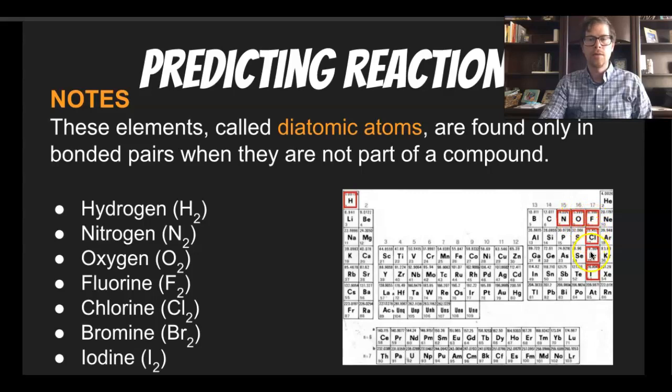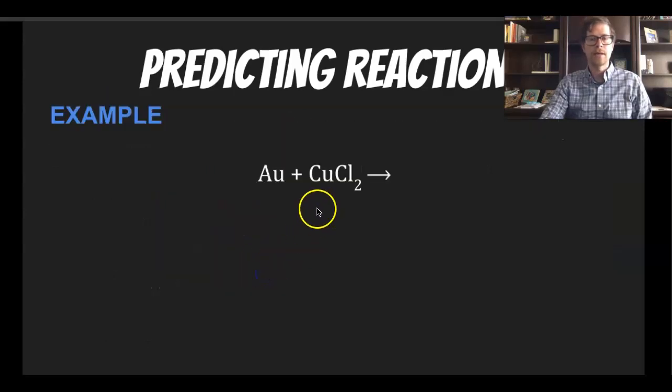chlorine, bromine, and iodine. So if you have a reaction where these guys come off and end up as the solo one, no longer part of a compound, you've got to put them in as these 2s because they just live that way. When they're not part of a compound, they live their lives as these diatomic ions, di meaning 2. So they've got to be 2 atoms of the same thing. Okay, let's look at an example.